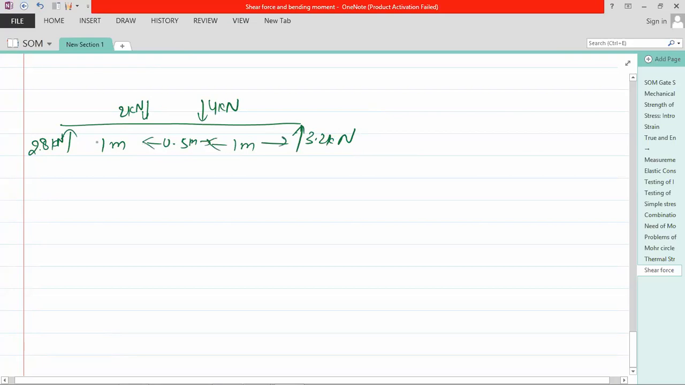So we obtained the shear force diagram. Now we are going to obtain the bending moment diagram for the same case. Okay. Suppose you draw, take the moment about this point. It will be 2.8 into x, and it will gradually increase.